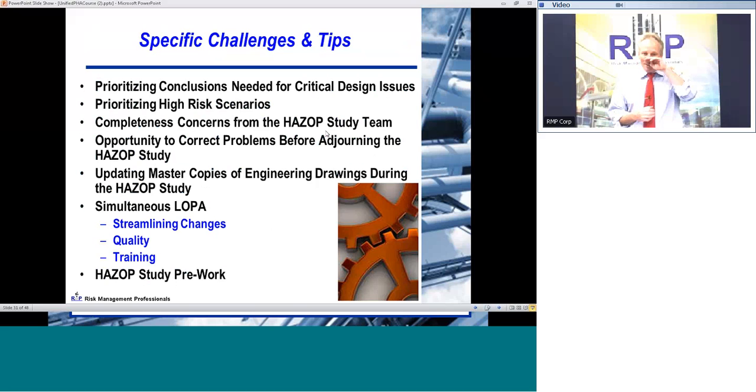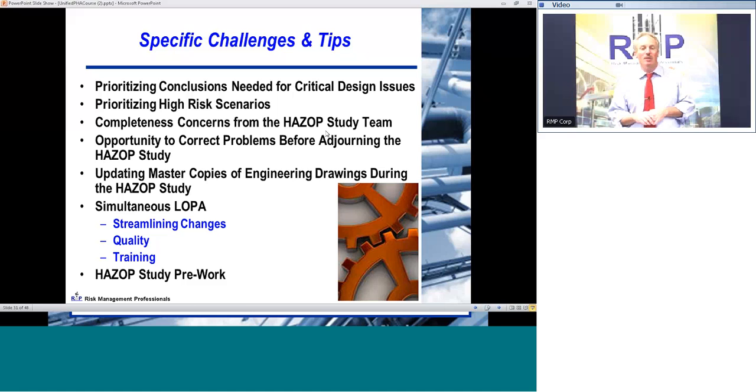So let's talk about some other challenges and tips. You need to focus on what are the critical design issues and making sure you prioritize addressing those in terms of the depth that you develop the HAZOP study for. When the design's all done, you make sure it's complete. But during the design process, it's okay to do a little bit of the HAZOP at a time and eventually build a framework that has addressed the design issues as early as possible so you don't have surprises at the end and represents a complete HAZOP study.